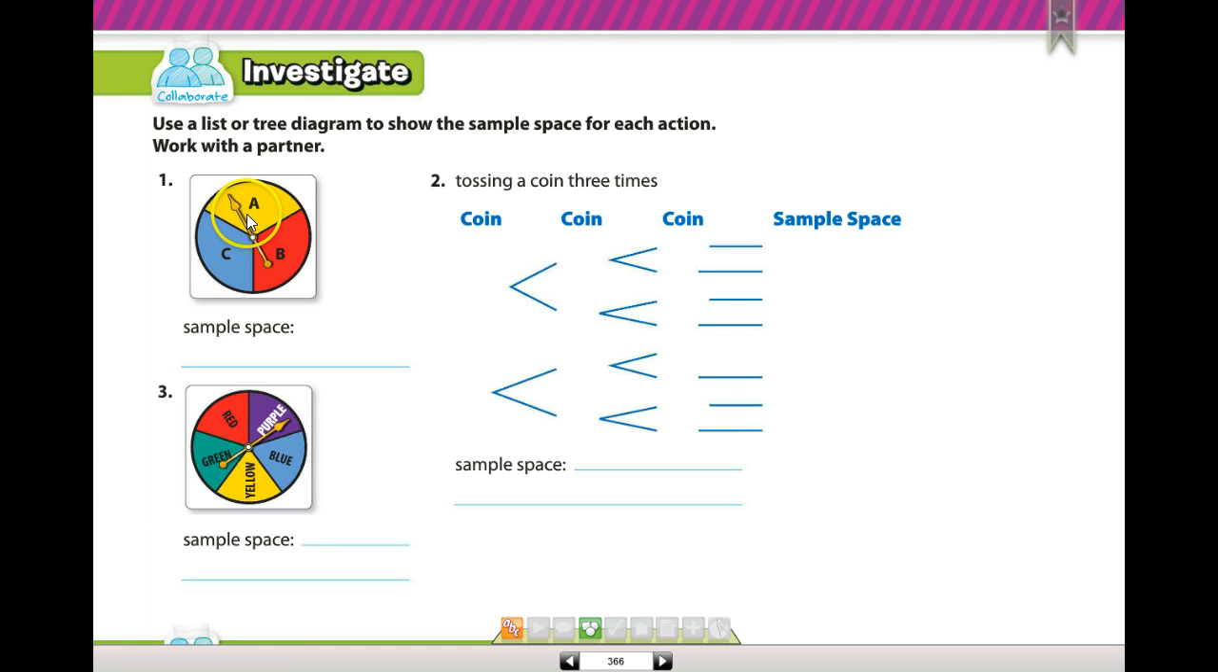But if you noticed, not only is each section given a color, they're also given a letter. So we can also spin either an A, a B, or a C. So our sample space should say yellow, red, blue, A, B, C. So in this case, we have 6 possible outcomes for this sample space.